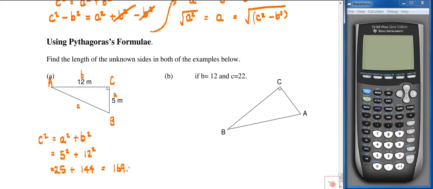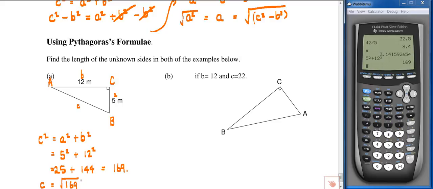Now let's go to the calculator and I'll show you where you can find your squared. So if we turn our calculator on, 5, there's a squared button there, and you'll see in blue we've got the square root, so it's in the second functions, plus 12 all squared, that gives us 169, which we've already found. Now we know that c is going to be the square root of 169.